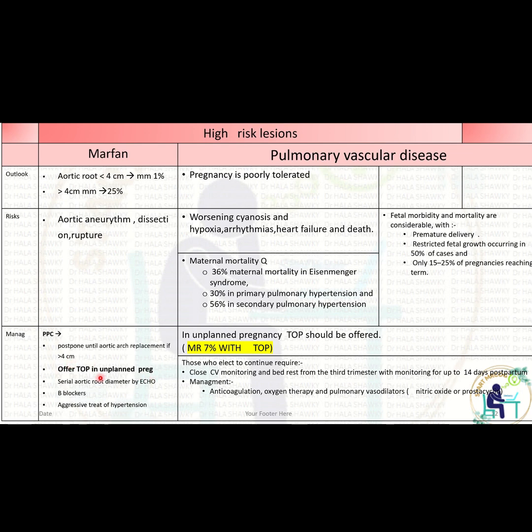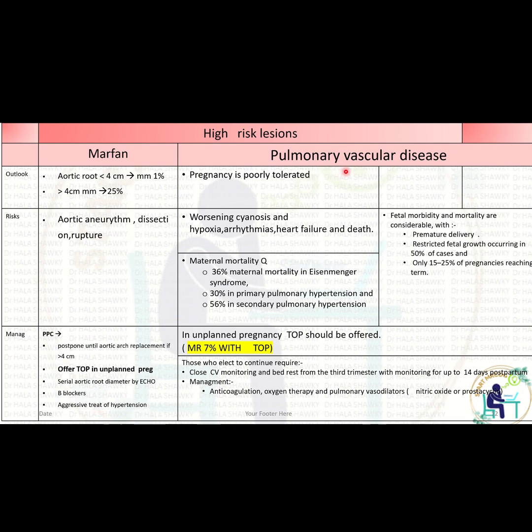If the patient has an unplanned pregnancy, you have to offer her termination. And serial aortic root diameter by echo, and give beta blockers to protect her against dissection, and aggressive treatment of hypertension.